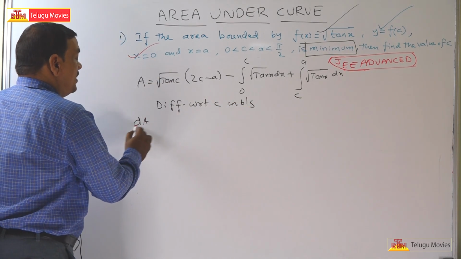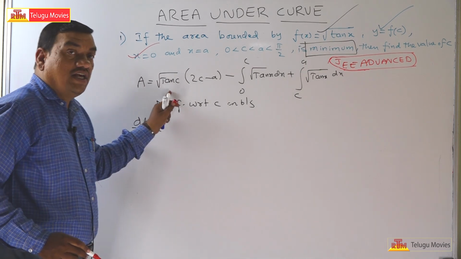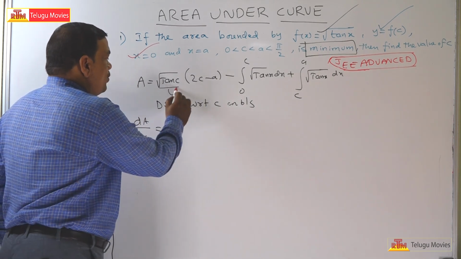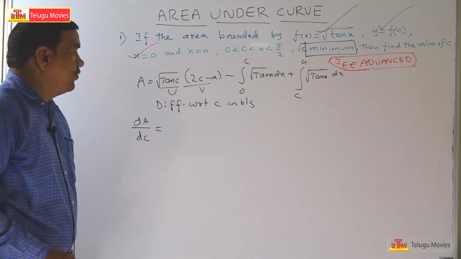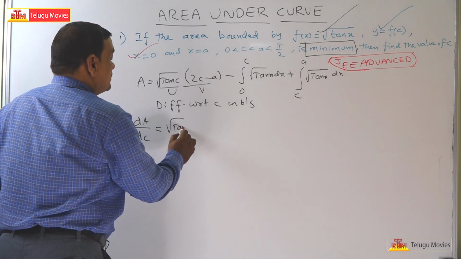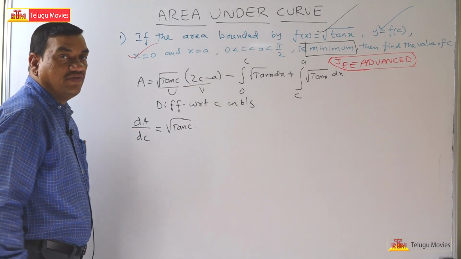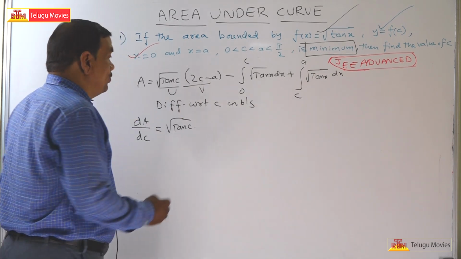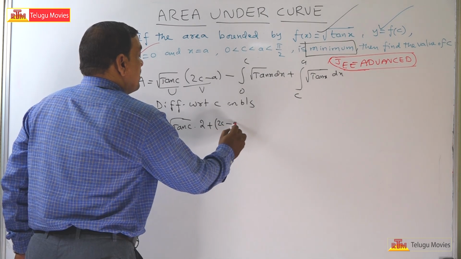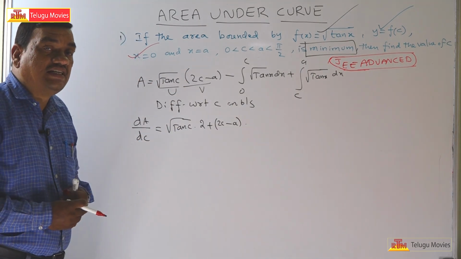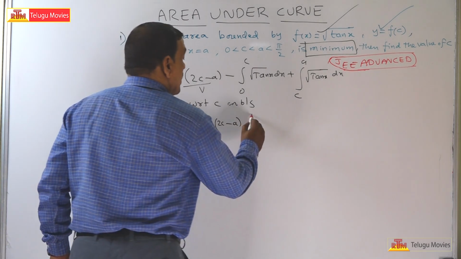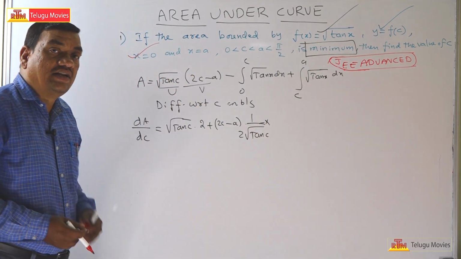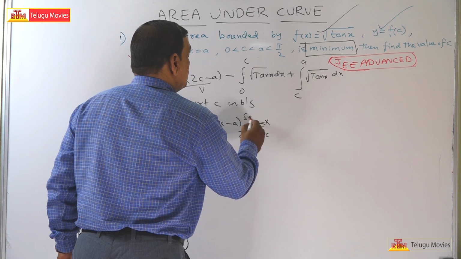So this is equal to dA by dc. There are two functions here, root of tan c and 2c minus a. So this is u and this is v, the u into v formula. So this is root of tan c into the derivative of 2c minus a. With respect to c we are differentiating, therefore a will be treated as a constant. The derivative of 2c is 2, plus (2c minus a) into the derivative of root of tan c, which is 1 by 2 root of tan c, into again the derivative of tan c, that means secant square c.